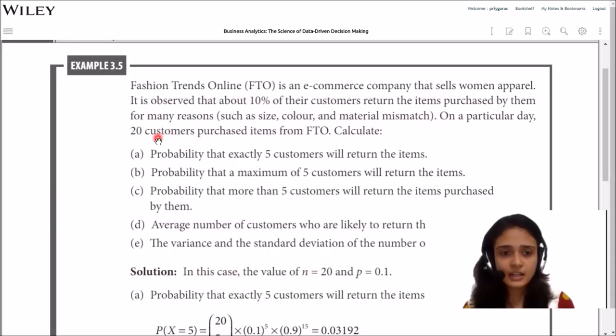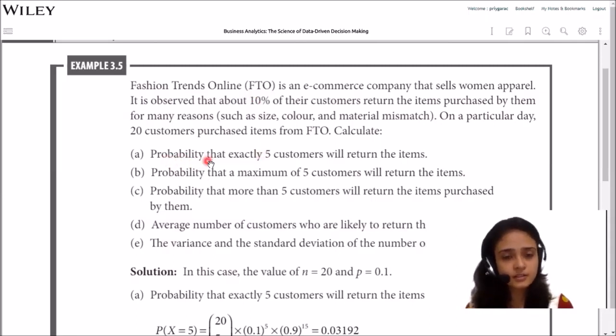So on a particular day, 20 customers purchase items from FTO. Out of 100, there are 10 customers who are returning the item, so the percentage is given as 10%. So on a particular day, if 20 customers are purchasing items from Fashion Trends Online, then you have to calculate the following things.